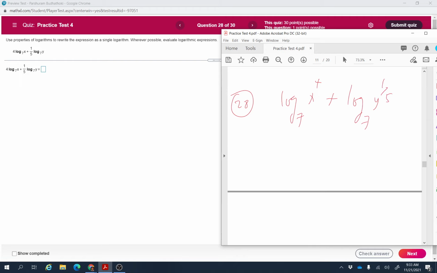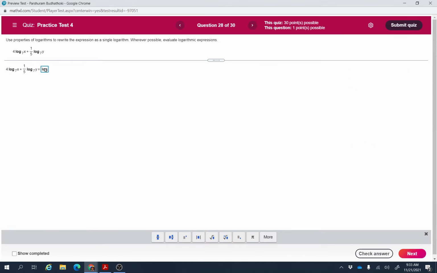By using the power rule, we can bring the 4 from the front to the exponent, and the 1/5 from the front to the exponent, and now we can use the product rule, which is x to the power 4 times y to the power 1/5, and that's all. So the answer is log base 7 of x to the power 4 times y to the power 1/5. So that's the answer.